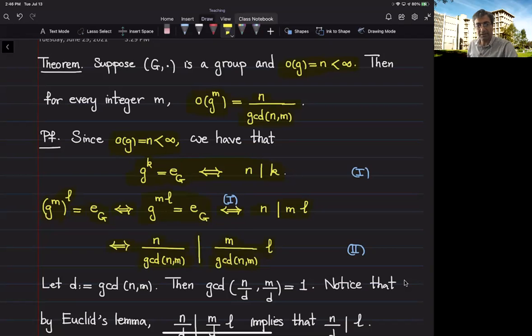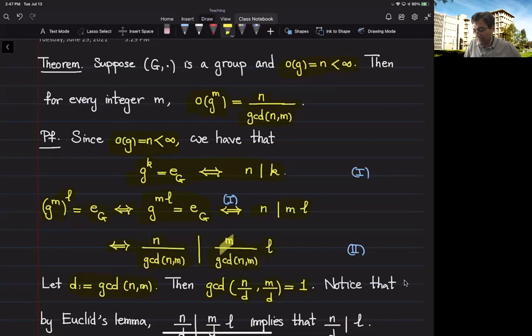Now, the nice thing is that when I get rid of the common divisor, call it D, by passing to these quotients, I end up getting two integers that are co-prime. That's one of the main properties of the greatest common divisor that we discussed earlier. If D is the GCD of n and m, then n over d and m over d are co-prime. Now, this integer and this one are co-prime.